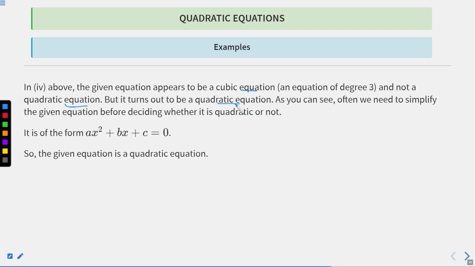As you can see, often we need to simplify the given equation before deciding whether it is quadratic or not. If we get it in the form ax square plus bx plus c is equal to 0, then the given equation is a quadratic equation. After simplifying the equation in 4, we get an equation of the form ax square plus bx plus c is equal to 0. So the given equation in 4 is a quadratic equation.